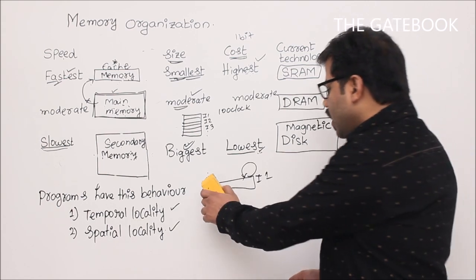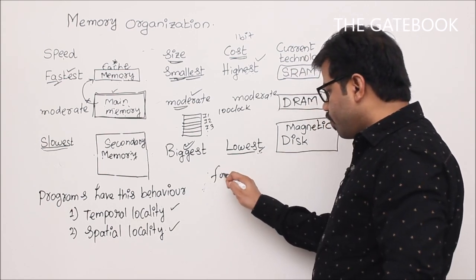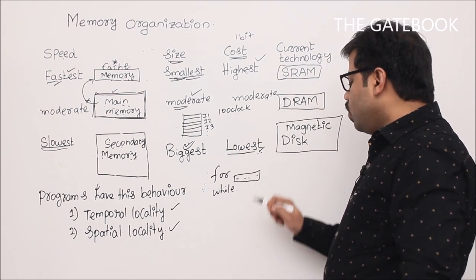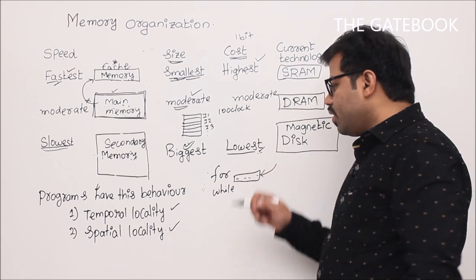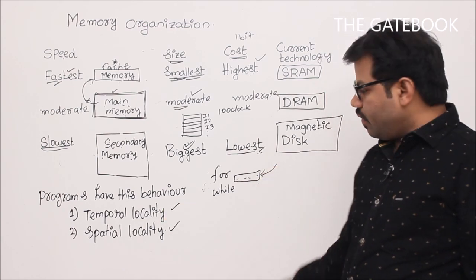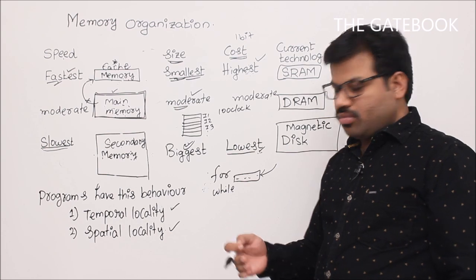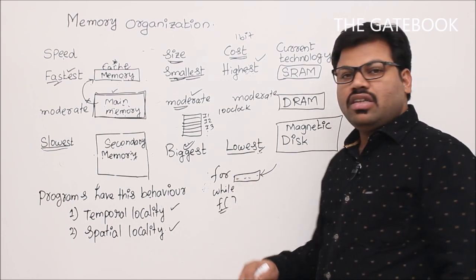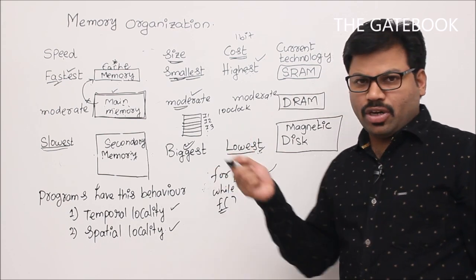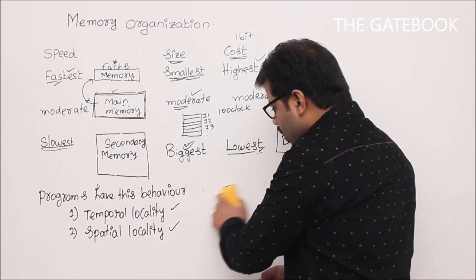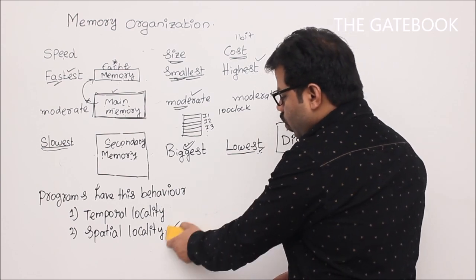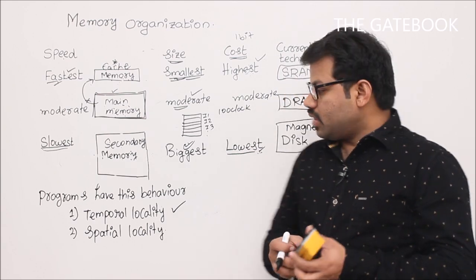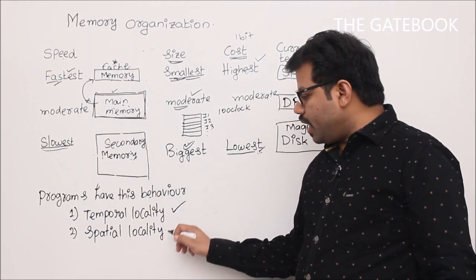Example, let's say you have a for loop, you have a while loop. In the for loop you will write some instructions, and those instructions will be repeated, correct? So with a for loop, or a while loop, or most of the times when you repeat function calls, you will be going to the same memory locations again and again. That's why we say that such kinds of programs will have temporal locality. That's a behavior. Now, the second kind of behavior programs generally have is spatial locality.